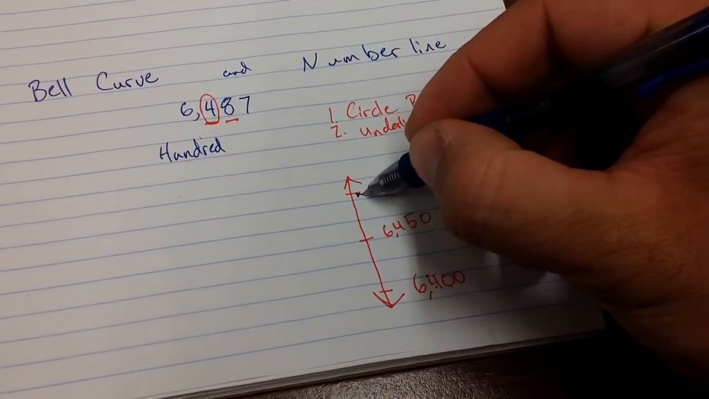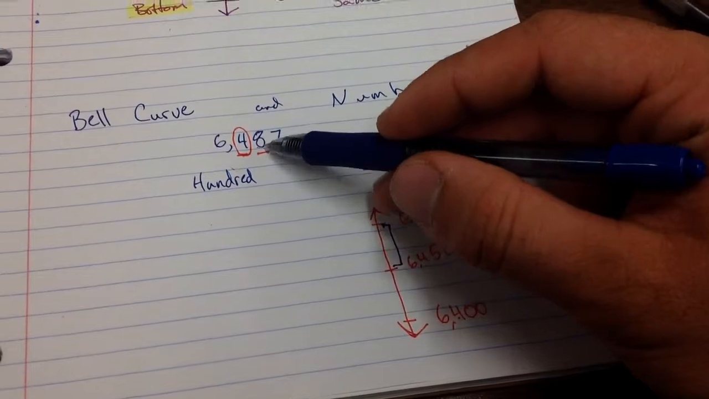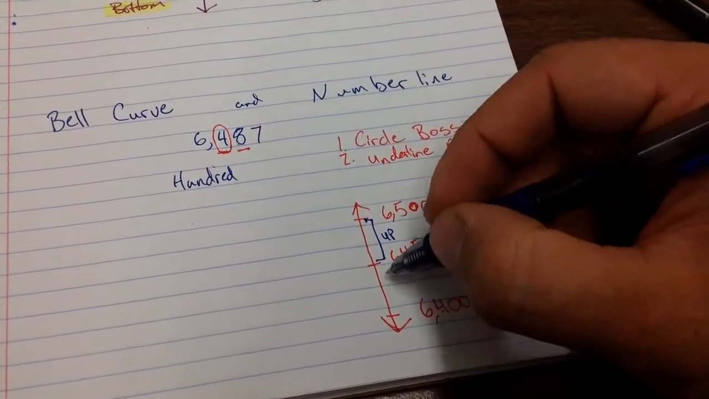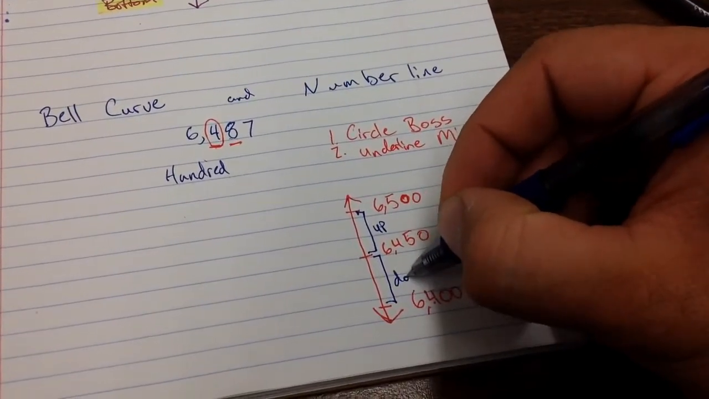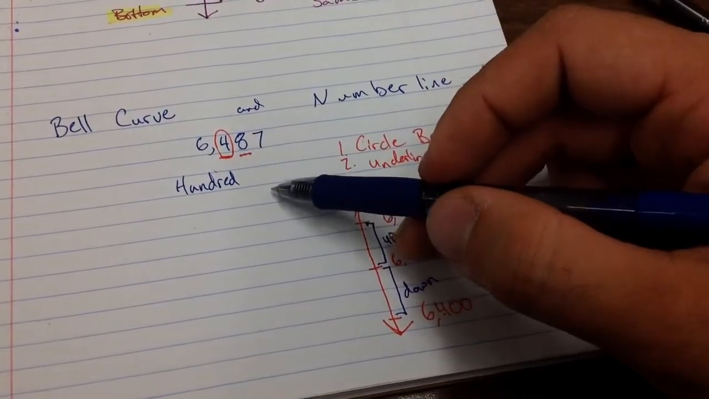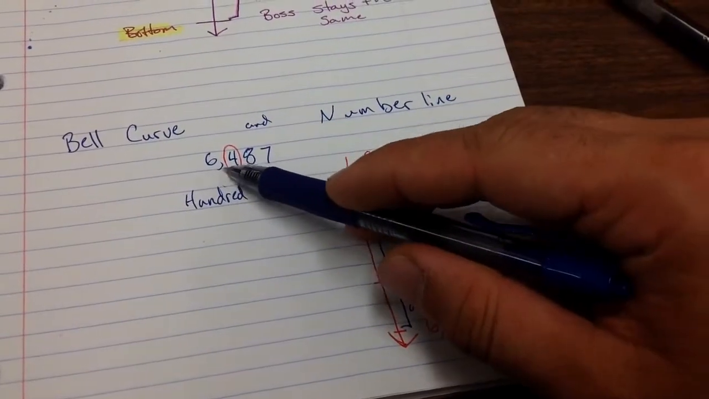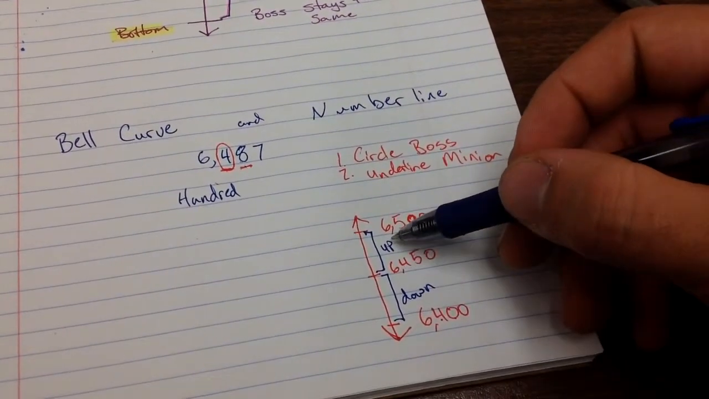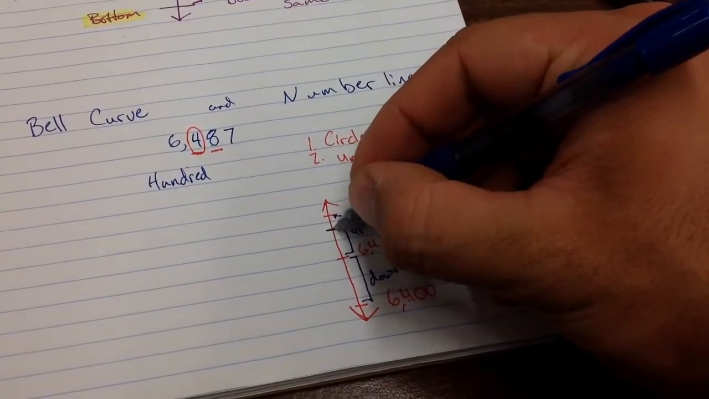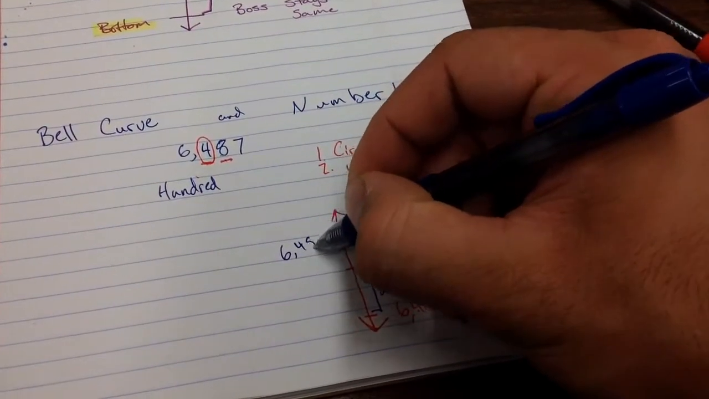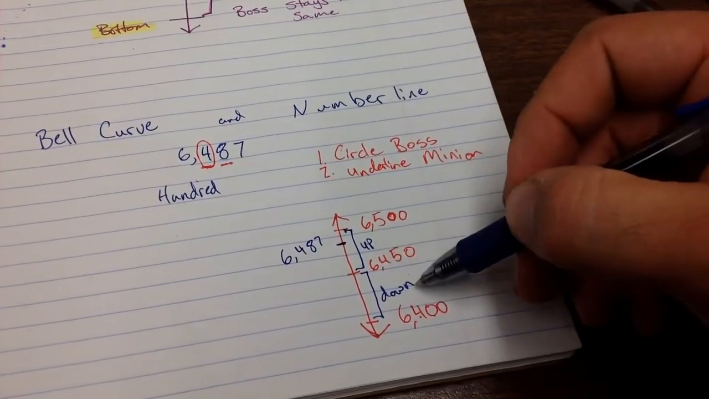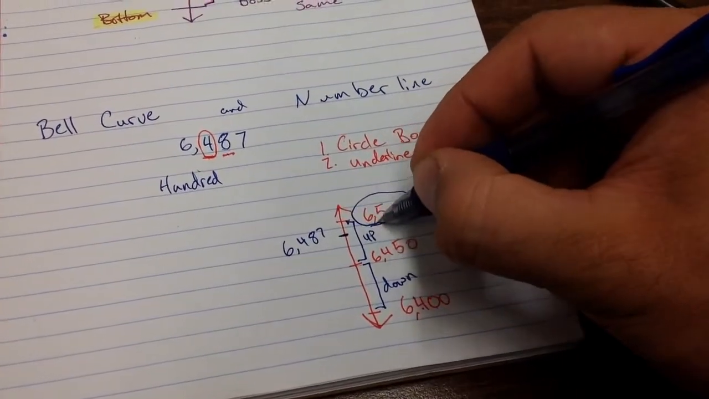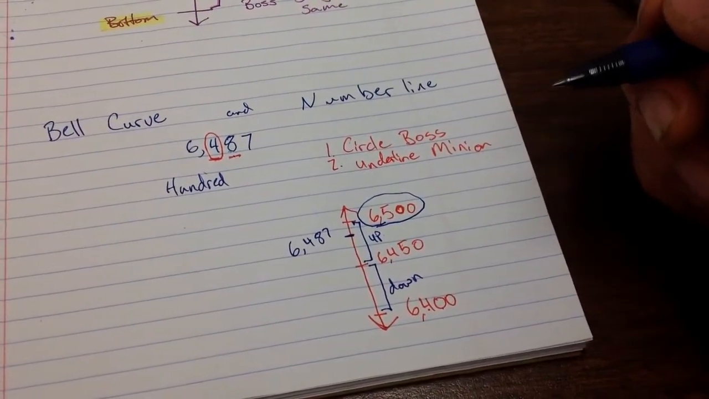Okay. Now, here's the wonderful part about how this number line works. There are brackets right here. If this number, the number that they're asking us, falls into the up bracket, it rounds up. If this number falls into the down bracket, it rounds down. Okay? 6,487. Well, where's it at? Right here. 6,487. Is that in the up bracket or the down bracket? It's in the up. So it rounds up to 6,500. Okay? That's how we use the number line.